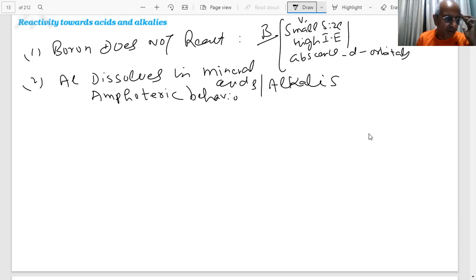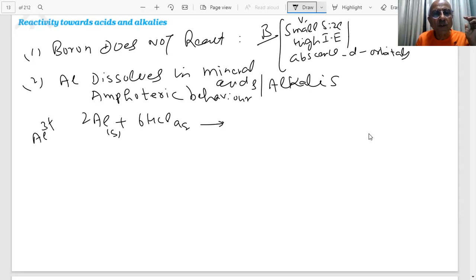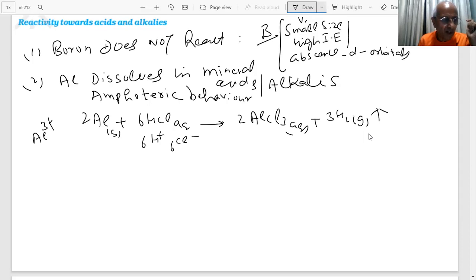So the question has been put up many times, student. Aluminium is amphoteric. It reacts with HCl. What will it form, student? This aluminium goes to aluminium 3 plus, and this goes to H plus and Cl minus. So how many do you have? 3 and 2, so you will need 6. Then what you will get, student? 2AlCl3 aqueous, and 6 H plus will form 3 hydrogen gas. All these things are clear to us, student.